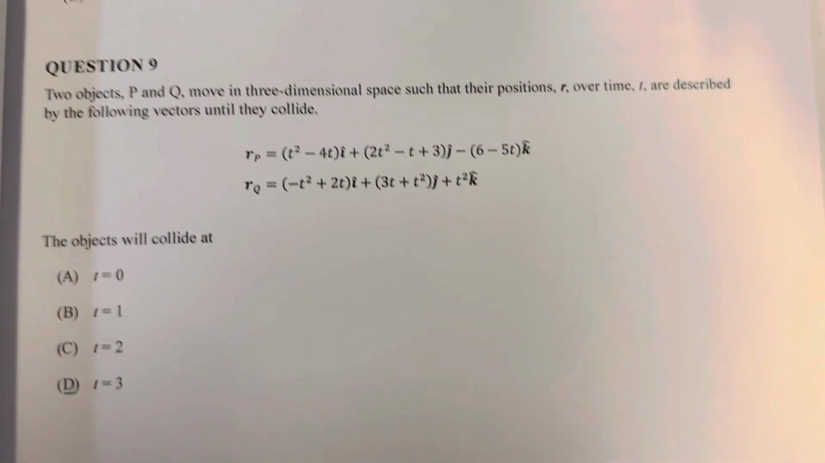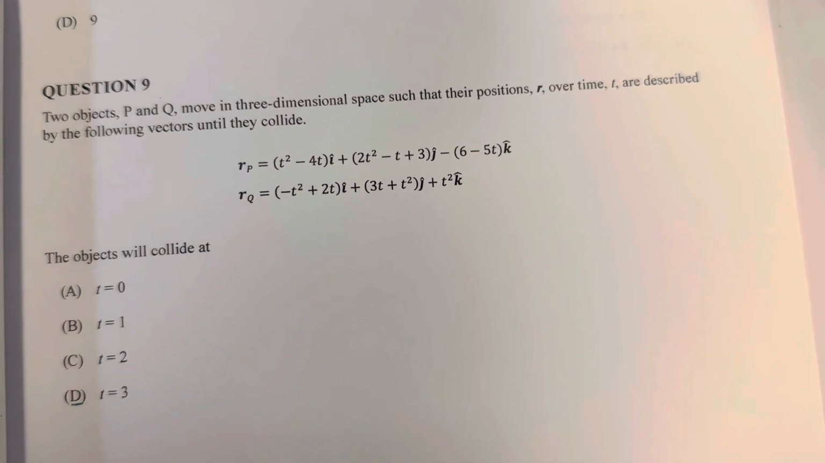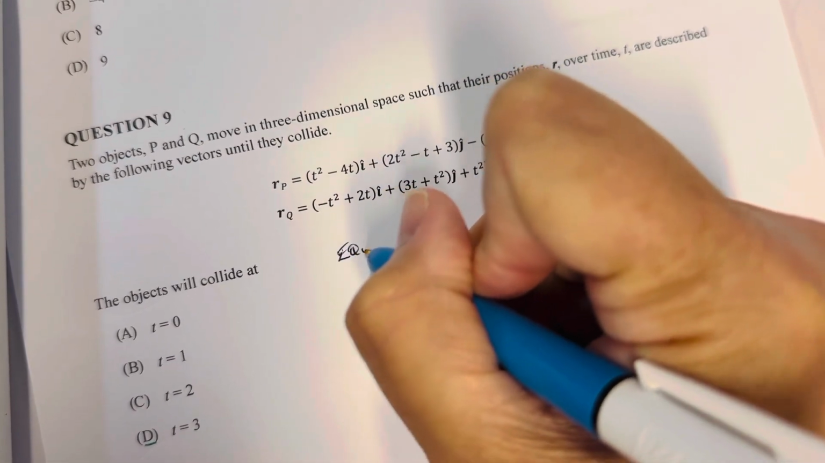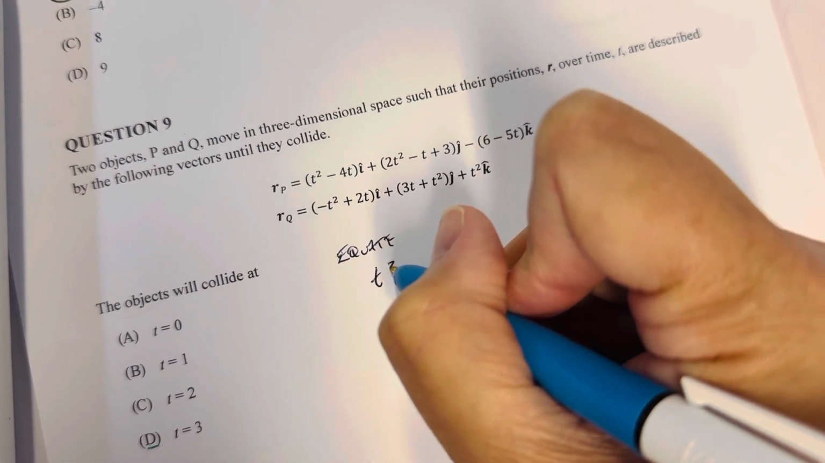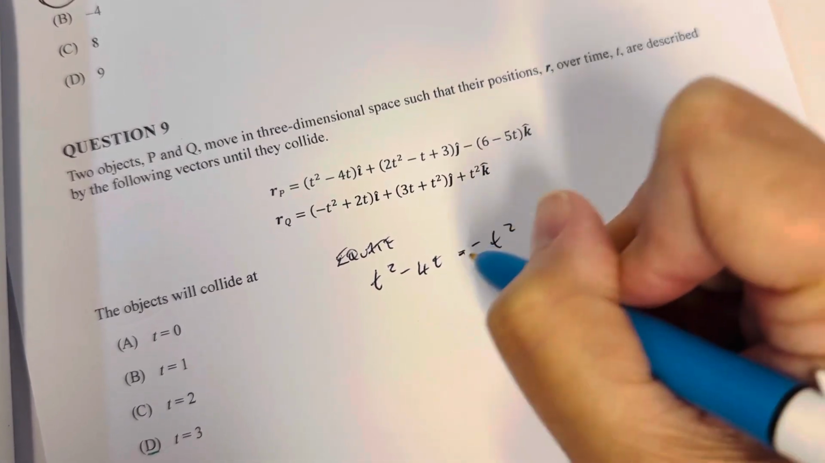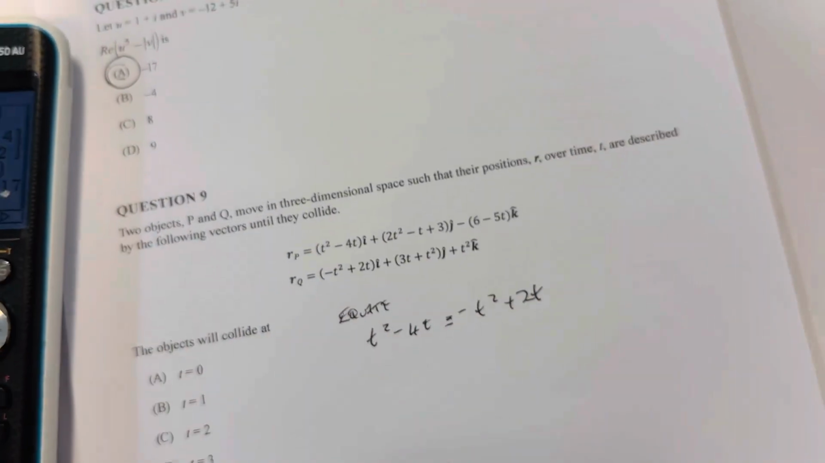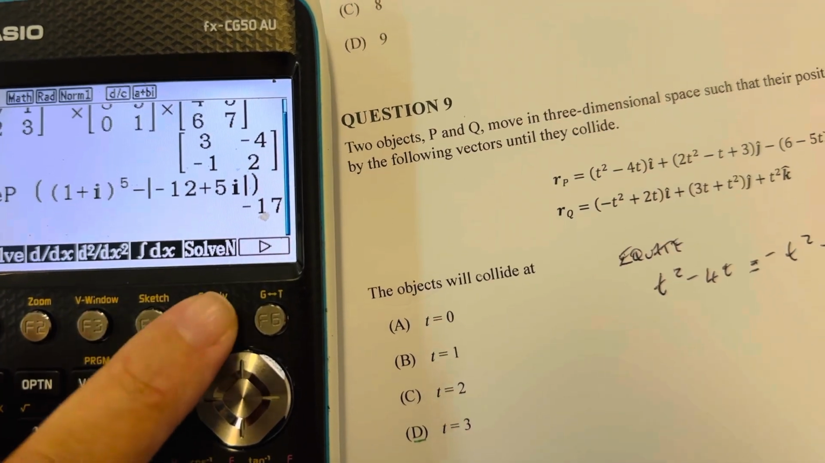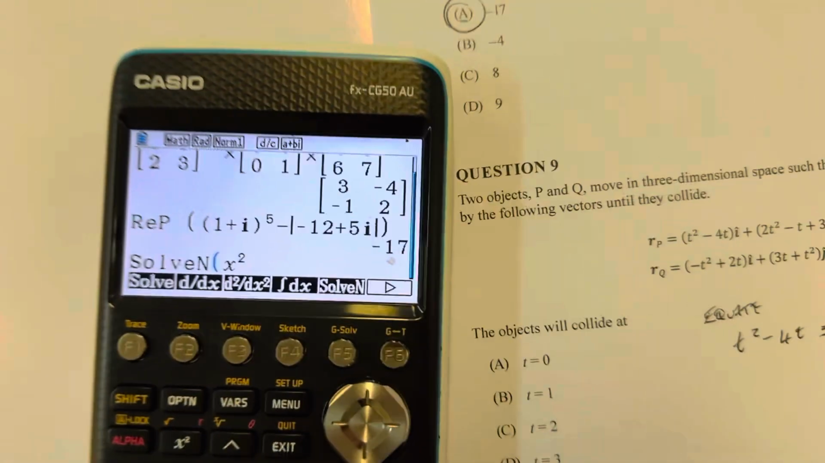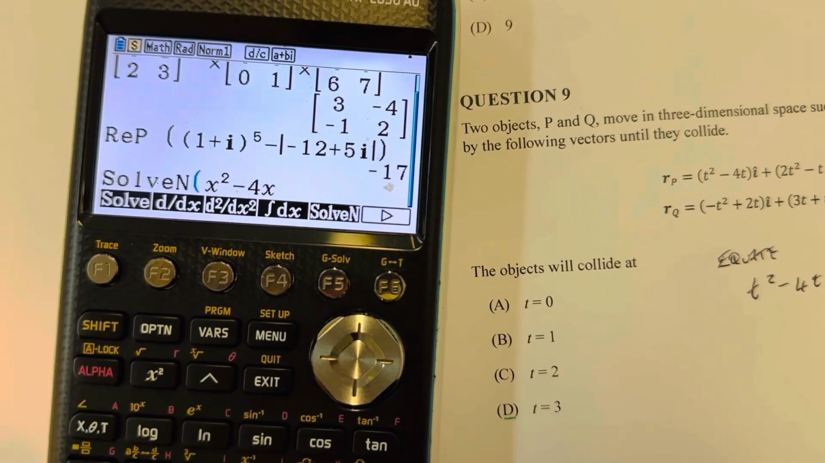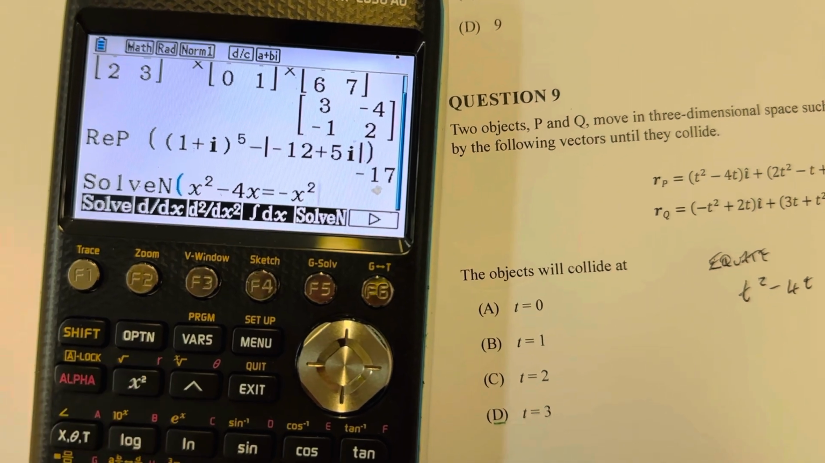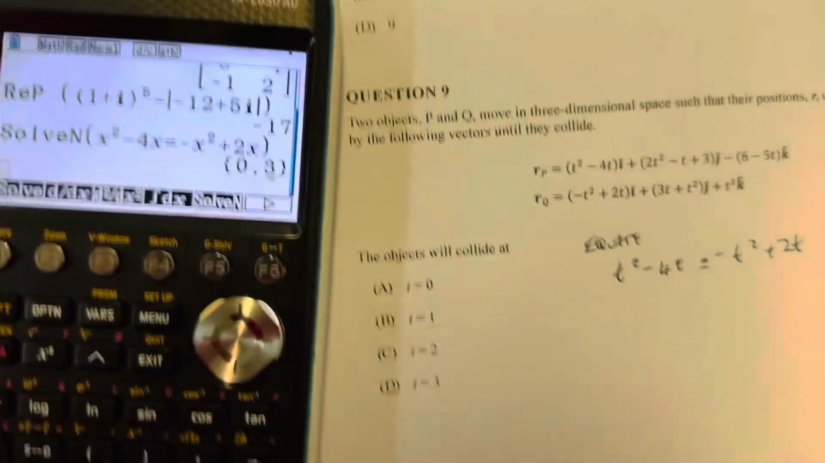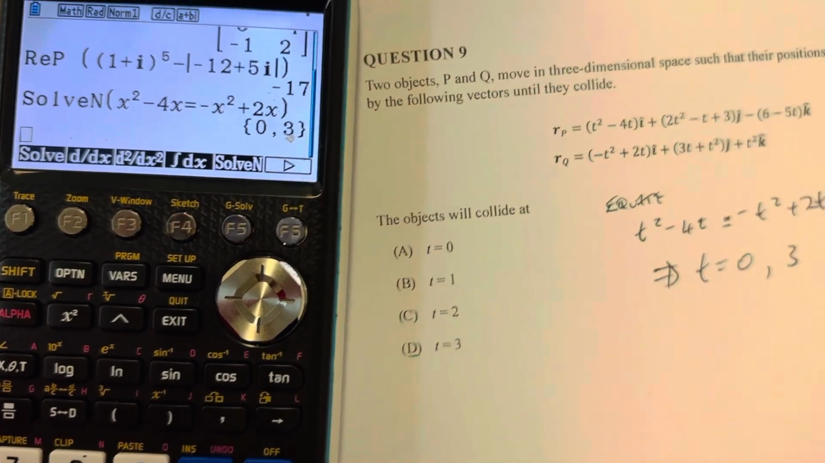Question 9. Two objects P and Q move in three-dimensional space such that their positions r over time are described by the following vectors. When will they collide? So let's equate. Let's just do the i. So t squared minus 4t equals negative t squared plus 2t. It'll be a nice little quadratic. Let's jump straight into options, calculator, solve. x squared minus 4x, shift, equals minus x squared plus 2x, close brackets. So this gives me that t could be 0 or 3.